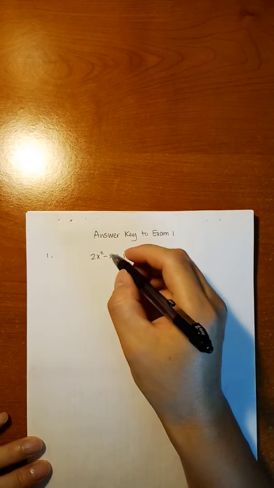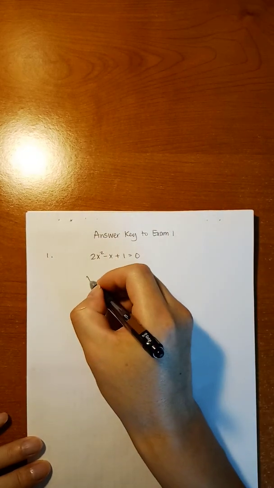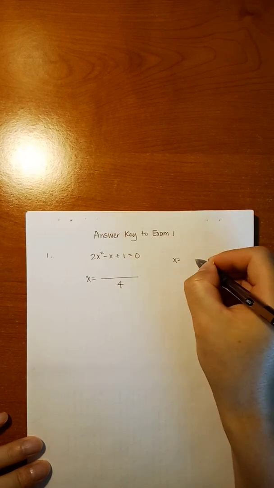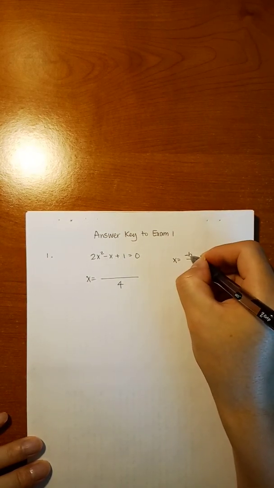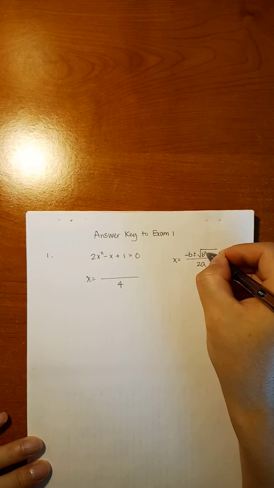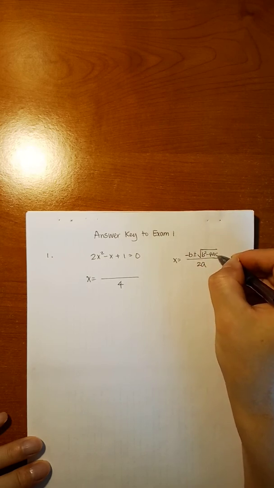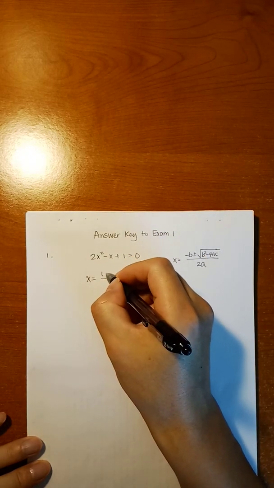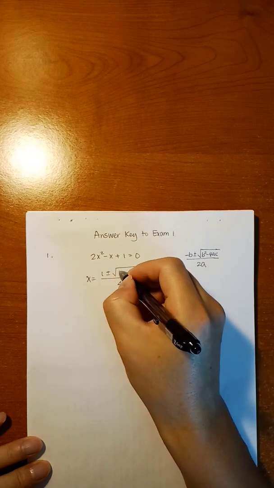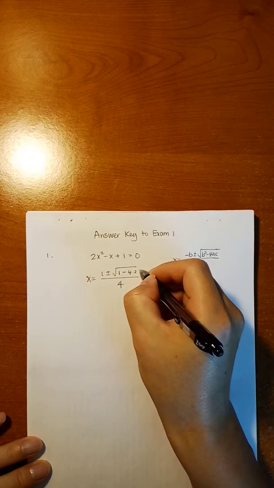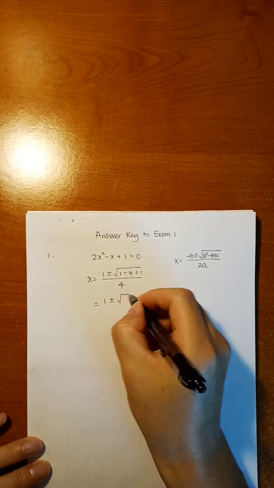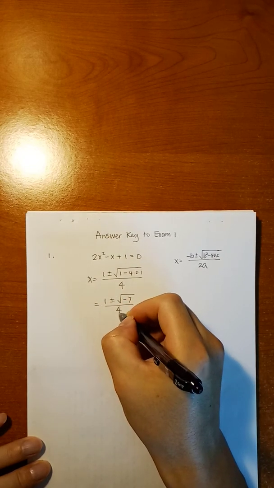So now let's directly apply the root formula. X is over 2a. What is the root formula? Negative b plus or minus the square root of b squared minus 4ac, over 2a. So b is negative 1, so negative b is 1, plus or minus the square root of b squared, which is 1, minus 4ac. So it's 1 plus or minus the square root of negative 7, over 4.